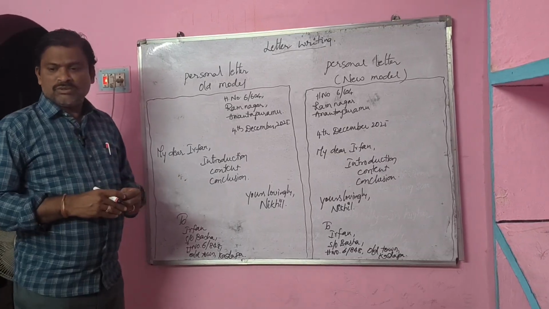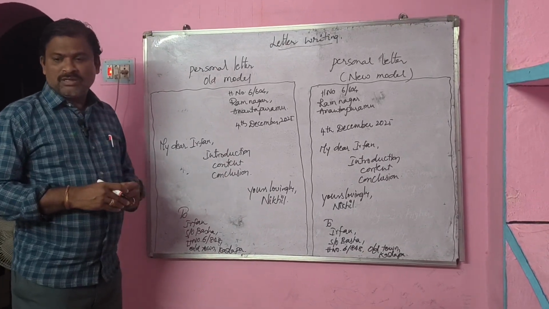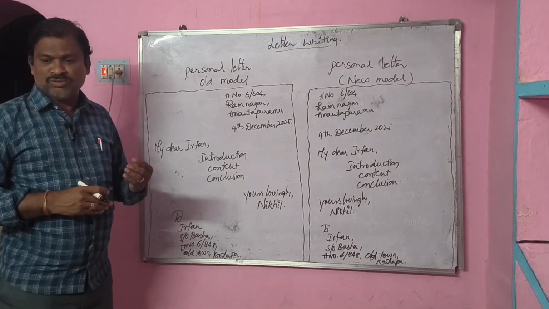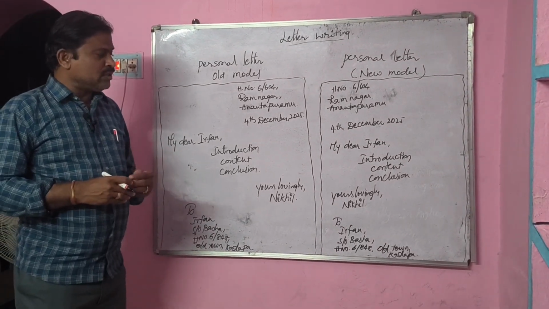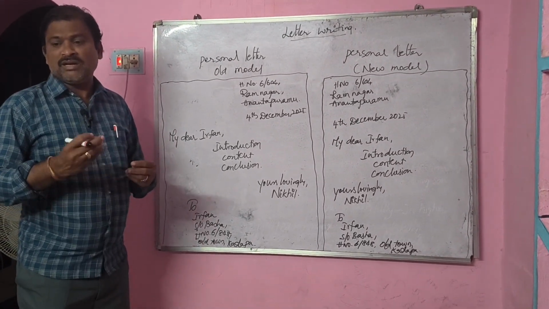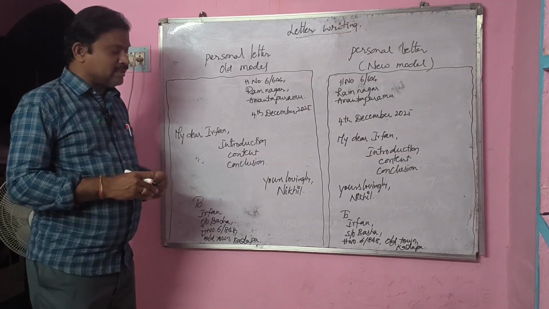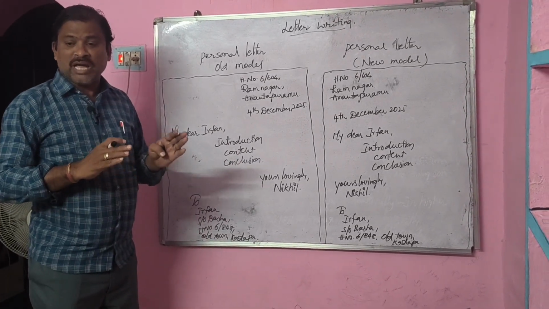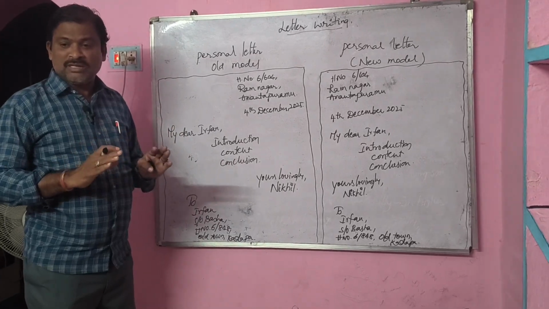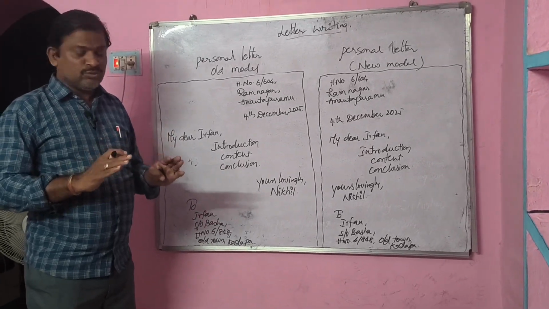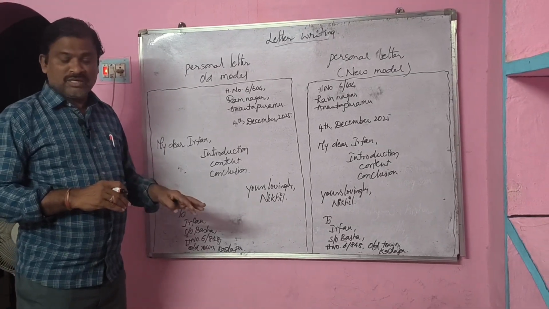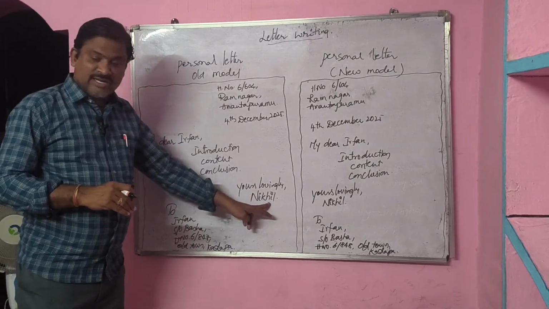And the conclusion. What is the conclusion in the personal letter? Convey my regards to your parents and best wishes to your sweetie or Buji or any other nickname. Write that as the conclusion. Again, at the end of a personal letter, no need to use thanking you. Write simply yours lovingly. After that, this is the signature.